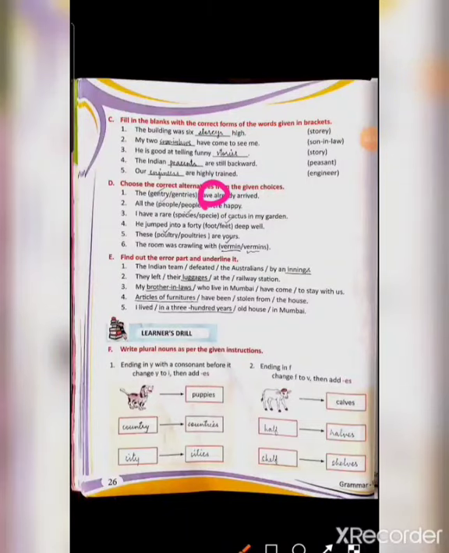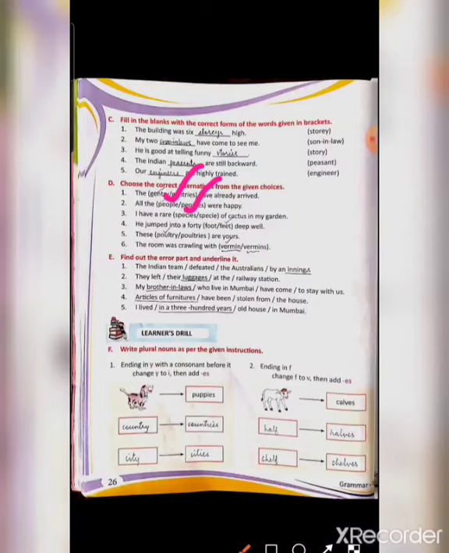Second, all the people or peoples were happy. So beta, we know that people itself is a plural word. No need to add s at the end. So all the people were happy. Third, I have a rare dash of cactus in my garden. So species, because species is similar for both plural and singular. He jumped into a 40 feet deep well. Beta, foot and feet. So foot is singular, feet is plural.